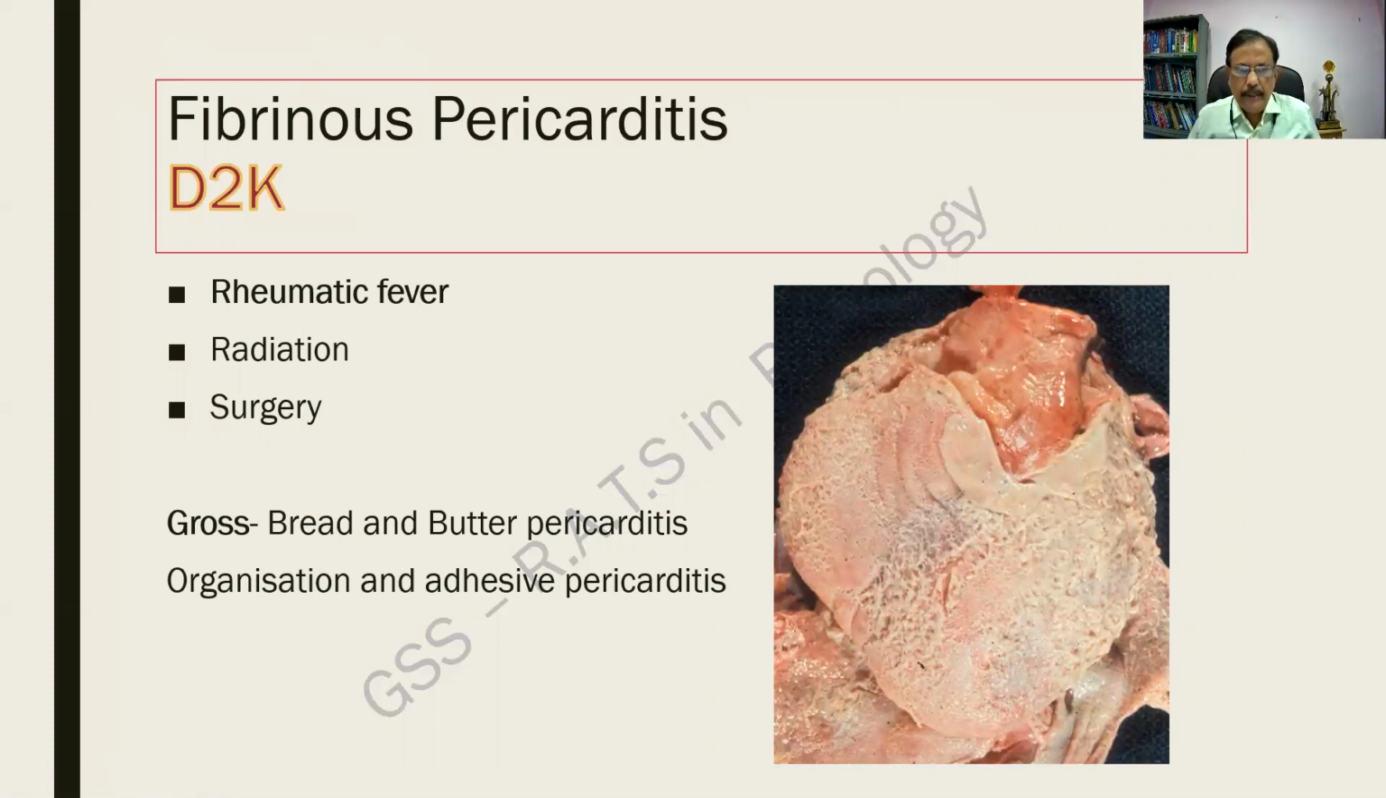This is more important, a fibrinous pericarditis. I have put it under desirable to know. You may get a question on pericarditis itself, or definitely when you mention this in other questions, you score a mark. It occurs in rheumatic fever. Other causes are mentioned. Mainly it will be in rheumatic fever, and the gross appearance is bread and butter pericarditis.